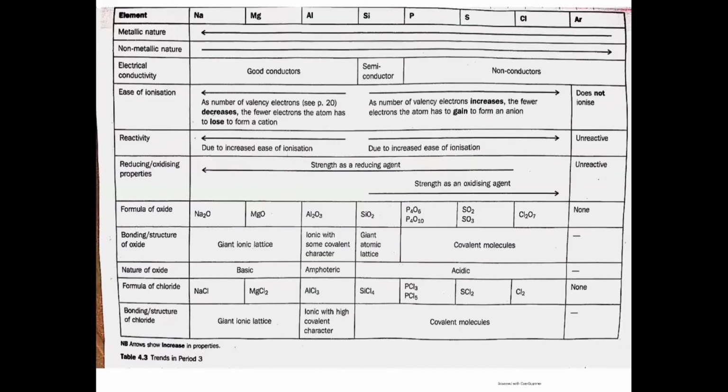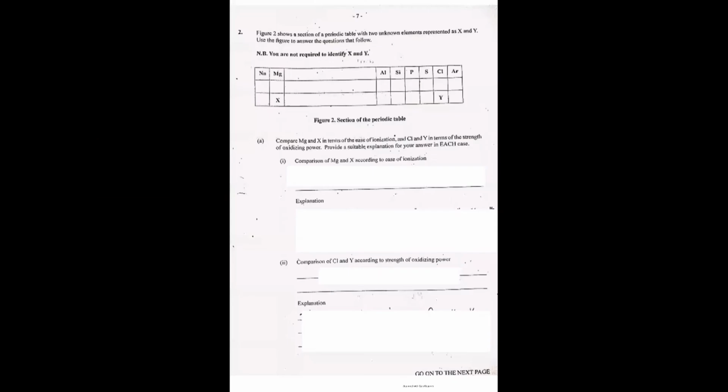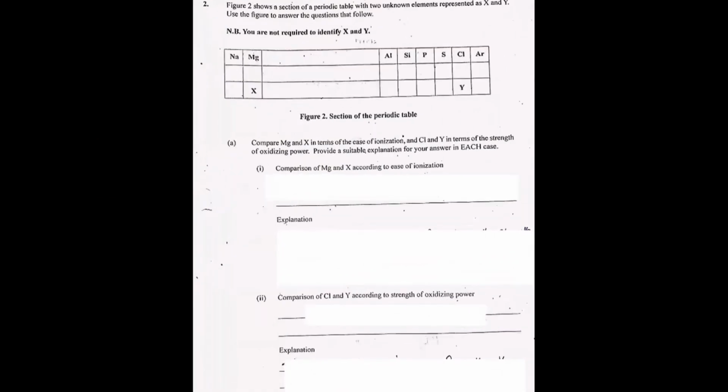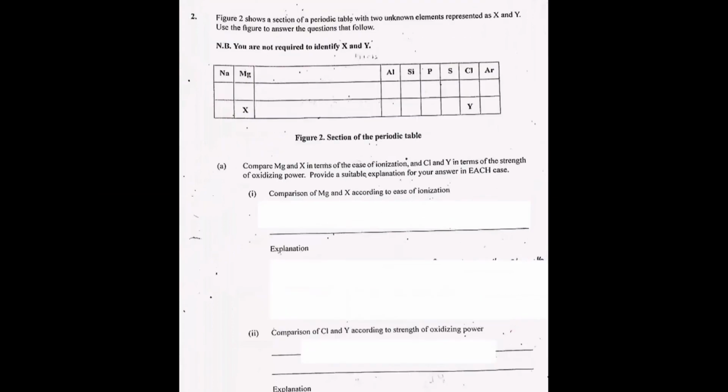All right. So we're going to attempt a past paper question now based on the periodic table. So let's zoom in a little bit. Could you all see clearly here?